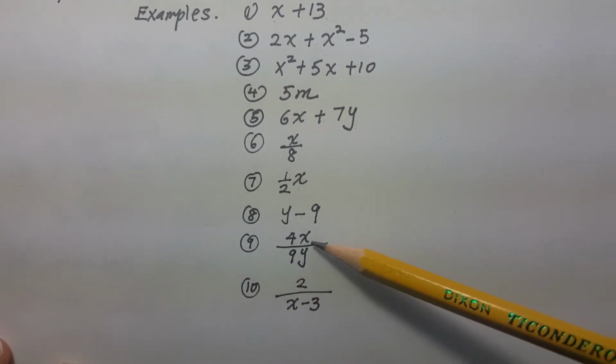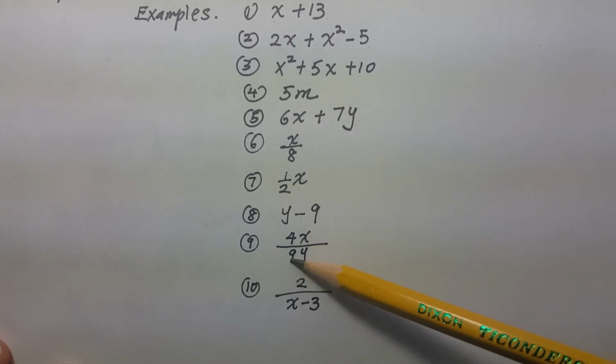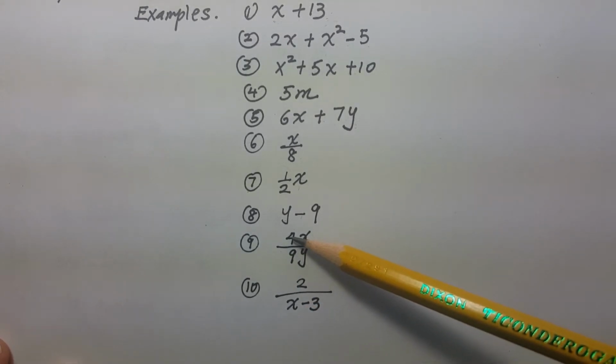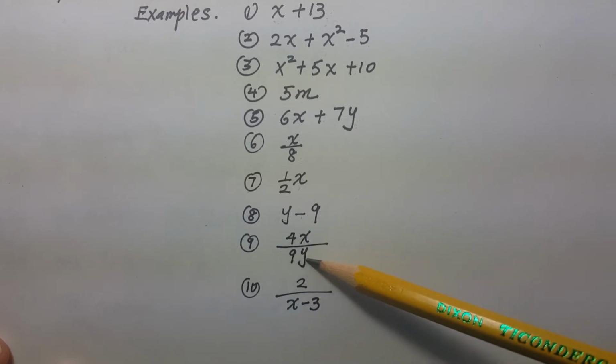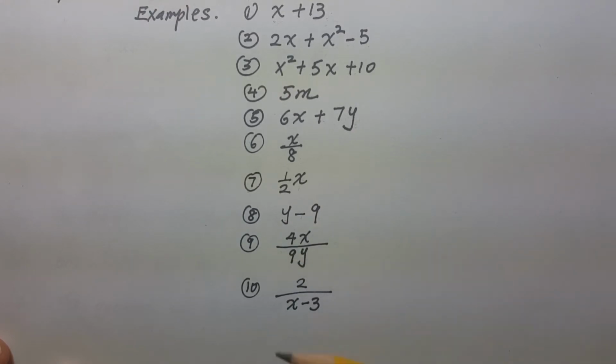Number 9 is an algebraic expression because we have variables x and y, and we have numbers 4 and 9. Multiplication, 4 times x, 9 times y, and division. Number 10 is another algebraic expression. We get the division over here. We have number 2 and number 3, and at the bottom we have x minus 3. So we got numerator 2, denominator x minus 3.